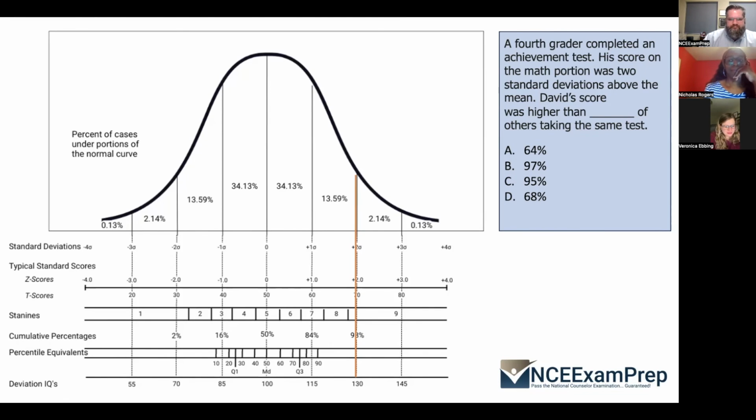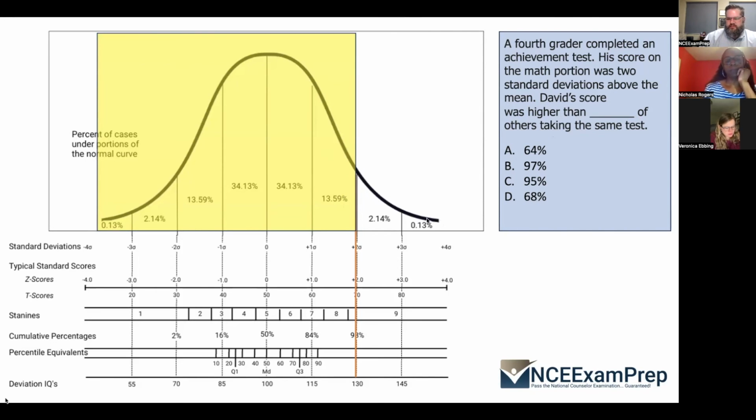Good. And so when we know that it was 2 standard deviations above the mean, we can look at what percentage David's score was higher than. We could add all these up, or we could just add the smaller section and then subtract that from 100. Does that make sense, Sonny? Yes.